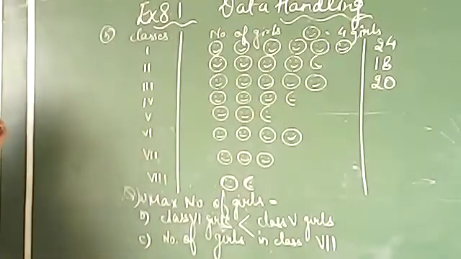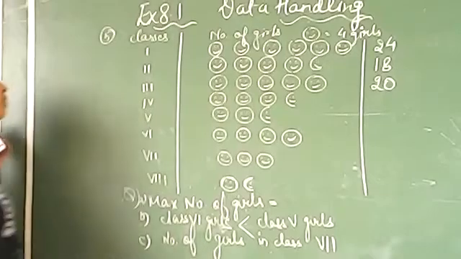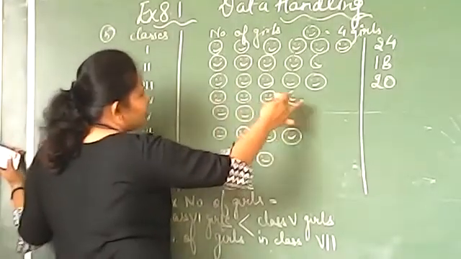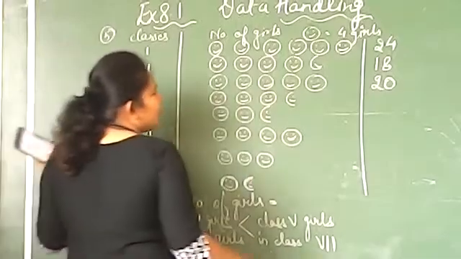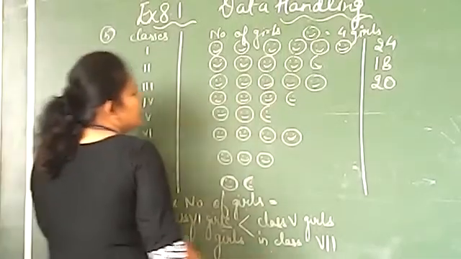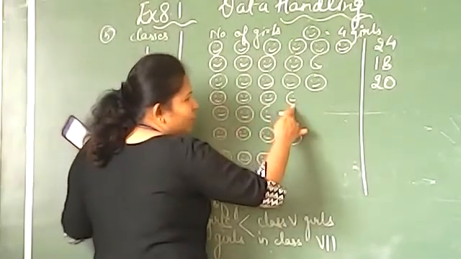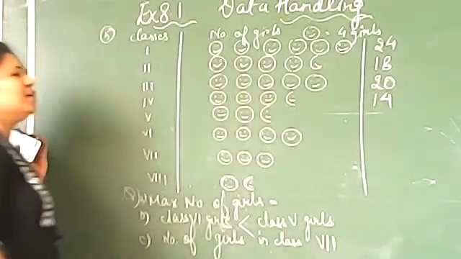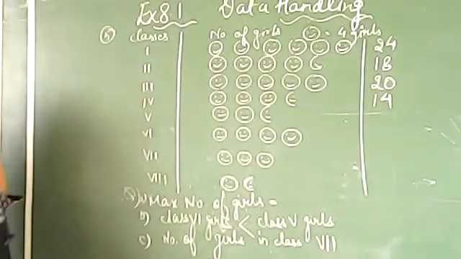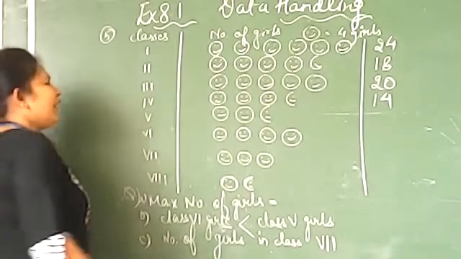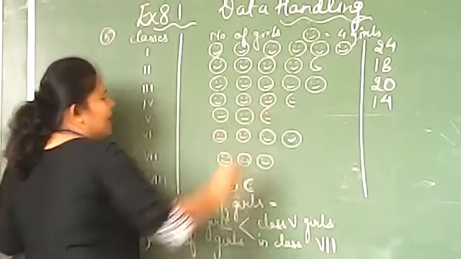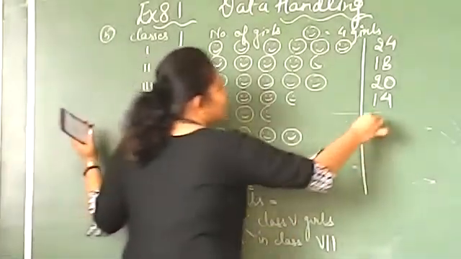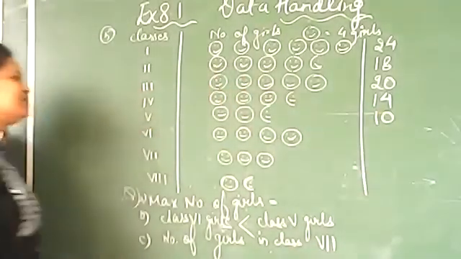Now let's watch class number 4. Class 4 is 1, 2, 3. 3 complete pictures and 1 half picture. So 3 complete pictures means 4 3s are 12, and 12 and 2, 14. 14 girls are in total in class 4. Now class 5. Class 5 has 2 complete pictures and one half picture. So 4 and 4, 8. 8 and 2, 10. Means total 10 girls in class 5.